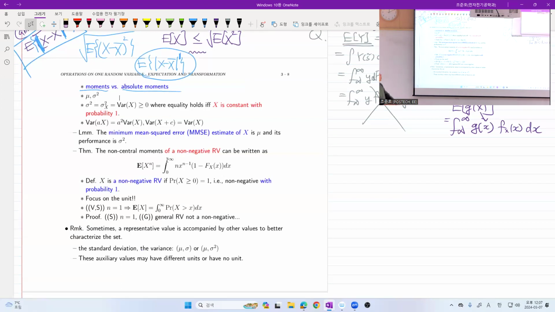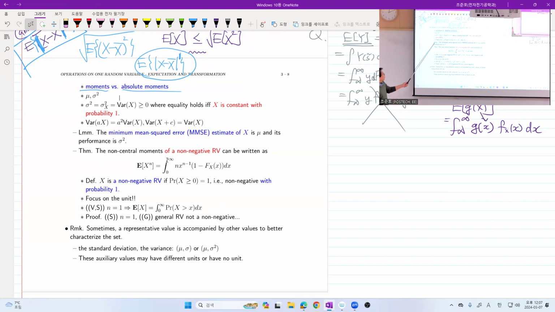And since this is the expectation of some non-negative value, it's always non-negative. Remember this. Expectation equals what? Value times probability, summed, right? If the value is non-negative, then its sum must be non-negative because probability is always non-negative. So the variance is always non-negative. Obvious, right?